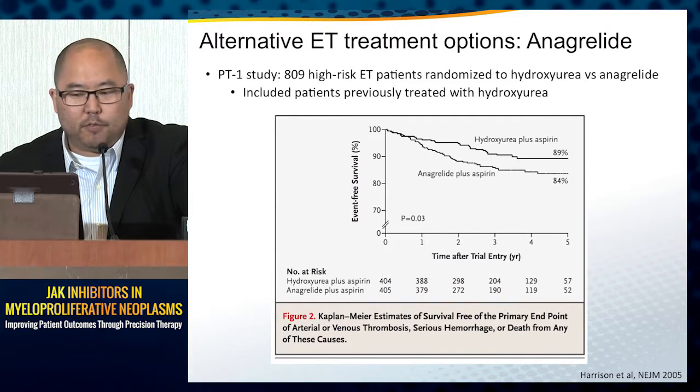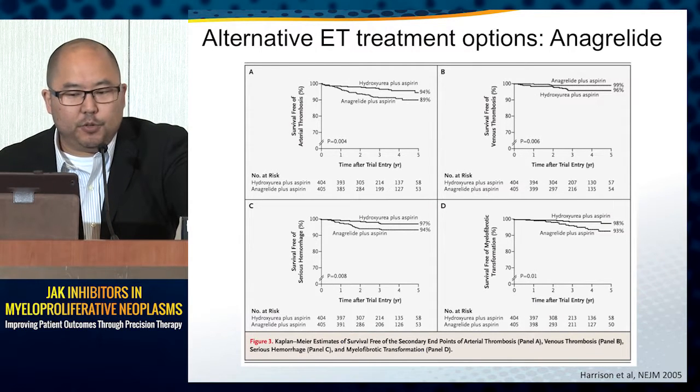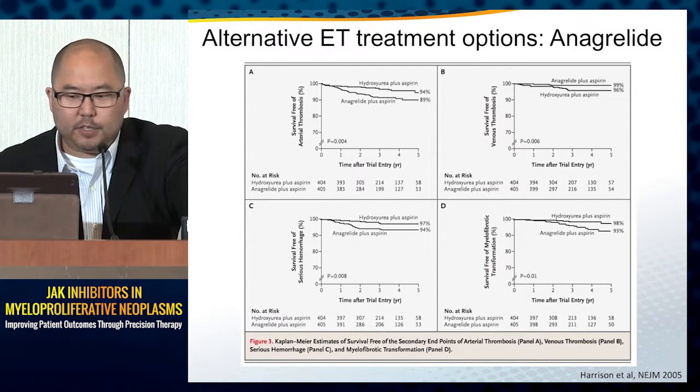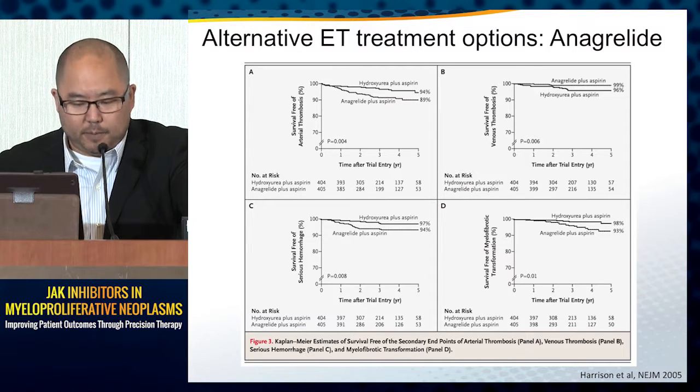This graph shows event-free survival, with the hydroxyurea group being superior to anagrelide. And then breaking out into the individual endpoints, which is probably hard for you to see, but if we go through these really quick: arterial thrombosis, hydroxyurea was superior to anagrelide. But venous thrombosis, if anything, anagrelide was superior to hydroxyurea. Bleeding events, hydroxyurea was superior, and myelofibrosis transformation, hydroxyurea also was superior.